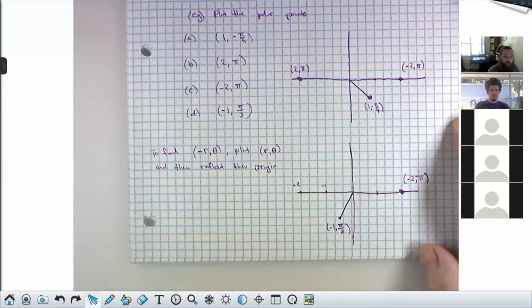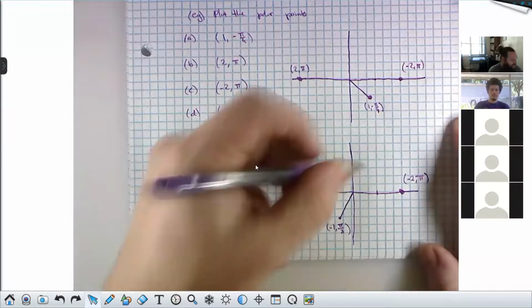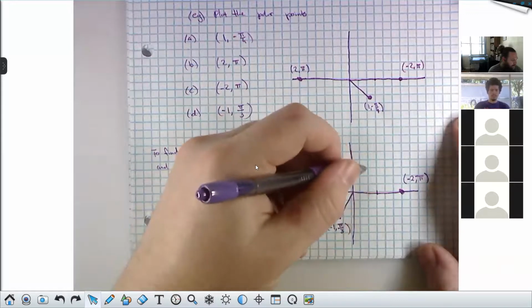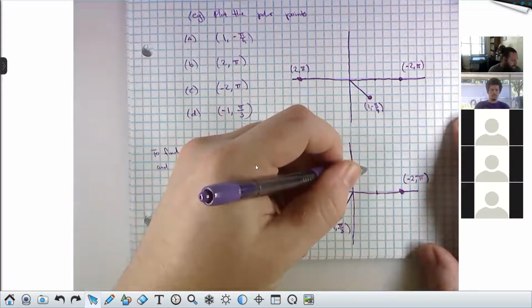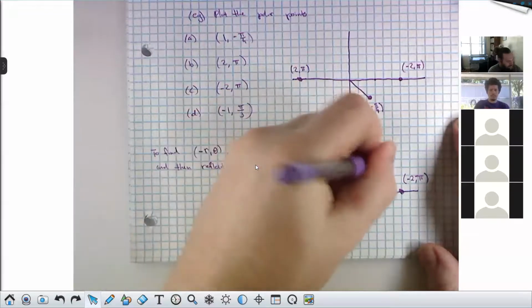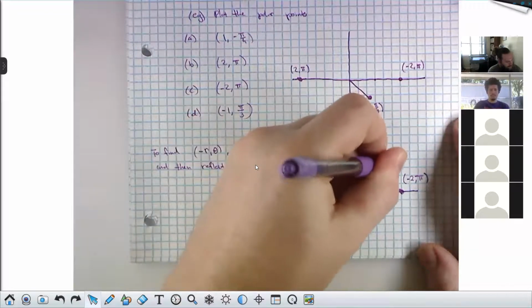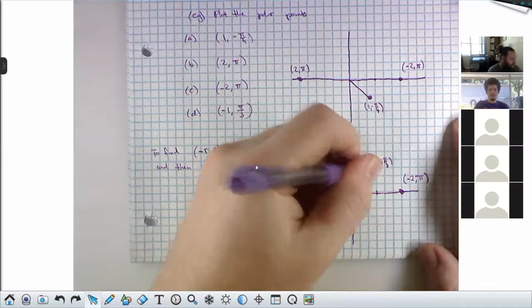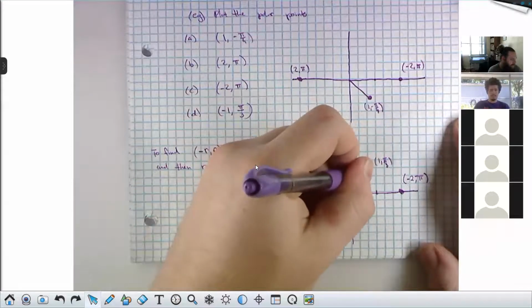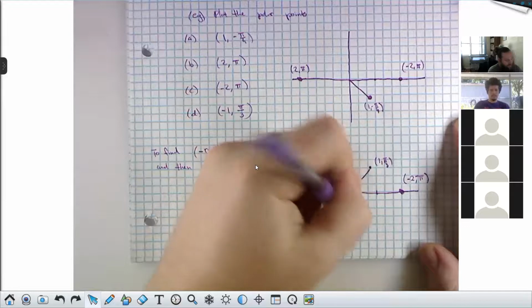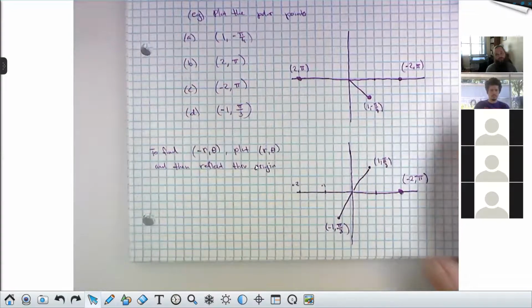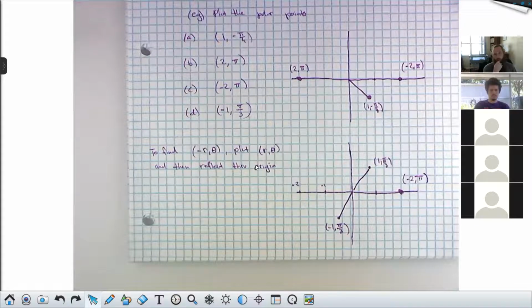The other way to do this would be to locate +1 comma pi over 3, which would be right about here, by going out 1 and rotating up pi over 3, and then reflecting that over the origin. That's how this stuff works.